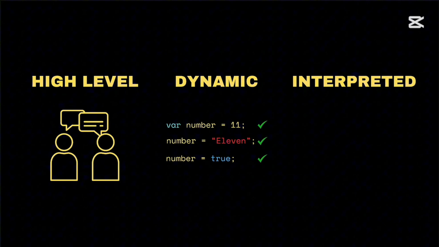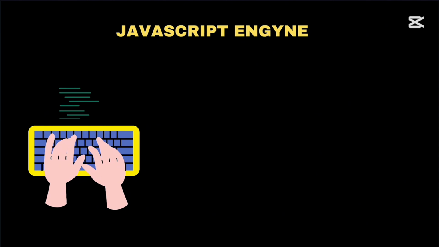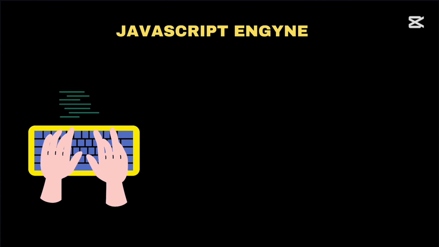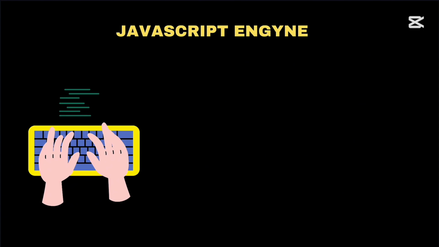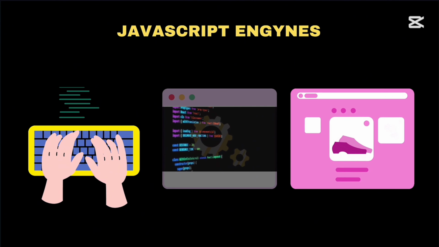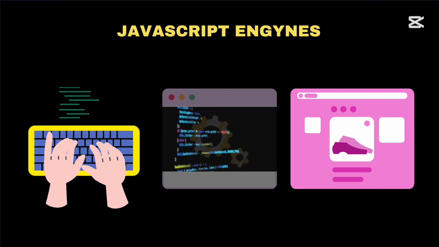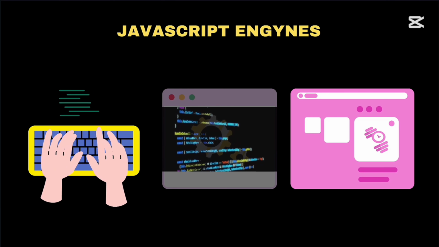Finally, when we say JavaScript is an interpreted language, we mean that JavaScript code is executed directly by an interpreter line by line without requiring an explicit prior compilation step. An interpreter is a program that takes source code, in this case JavaScript code, and executes it directly, translating each line into machine understandable instructions. This process happens at runtime, meaning while the program is running.